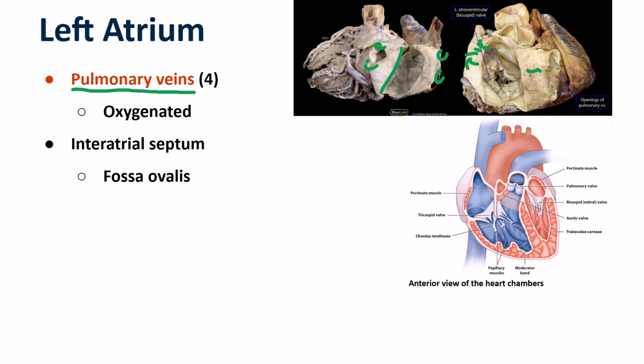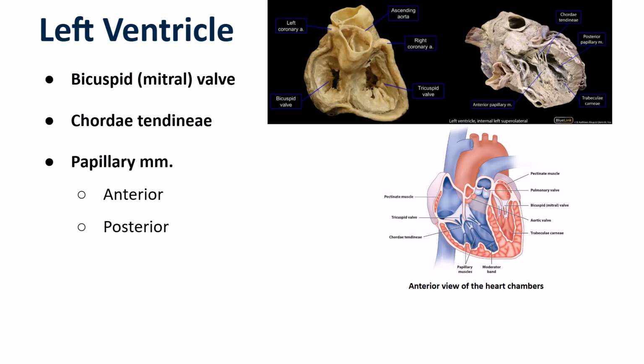Now, just as there was an interatrial septum that we could see from the right atrium, we can also see it from the left atrium, and we can see that fossa ovalis. Blood coming back from the lungs will then travel through this bicuspid valve, which is part of the left ventricle. So let's start there. The bicuspid valve is called that because it has two cusps, and it resembles a bishop's mitre or hat. So sometimes we call this the mitral valve.